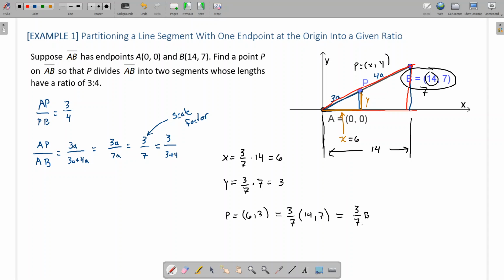And then let's remind ourselves, where did 3/7 come from? Well, 3/7 came from the original ratio. We broke it down as 3 divided by 3 plus 4. So this process that you see right here is going to work in general. So let's try to generalize that.